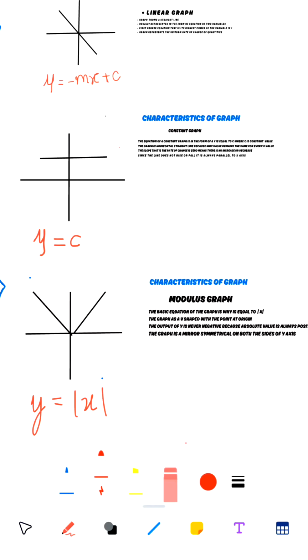Can you see the point of origin (0, 0), and the output y is never negative because we are putting the modulus. The modulus always makes the negative value of x also a positive value, and the output y will always be positive. And the graph is mirror symmetric on both sides of the y-axis.